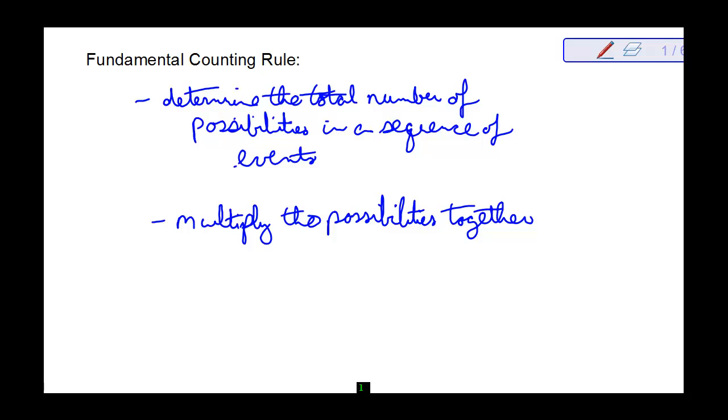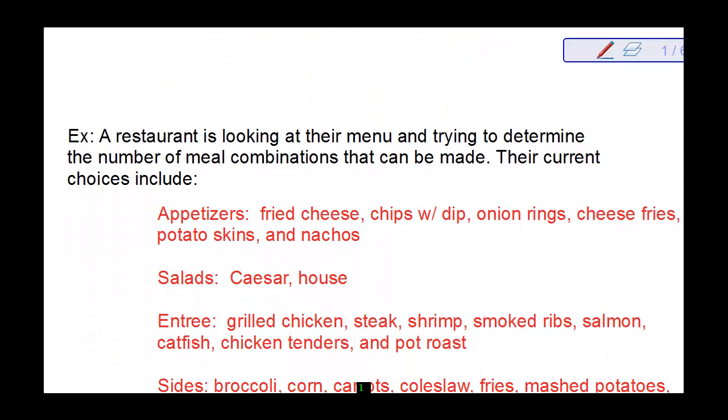The formula for a fundamental counting rule looks like this: how many ways the first option is possible times how many ways the second one is possible times how many ways the third one is possible, and you keep doing that up until you get to the final number of ways, or the final item that you're looking at. How many ways is it possible? And we multiply these. Let's look at an example.